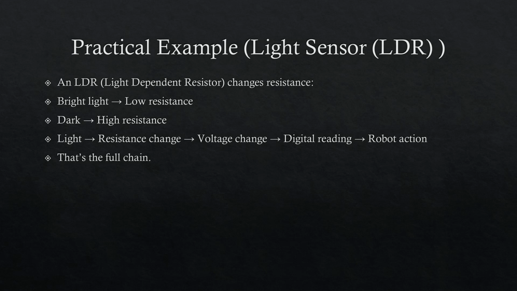Practical example, light sensor. An LDR is a light dependent resistor in which the resistance value changes based on light, like if it is bright or dark. If there is bright light, resistance is low. In dark, resistance gets high. So as the light intensity changes, resistance changes, which leads to a voltage change. Then we convert that voltage change into a digital reading, and by that we perform robotics action.